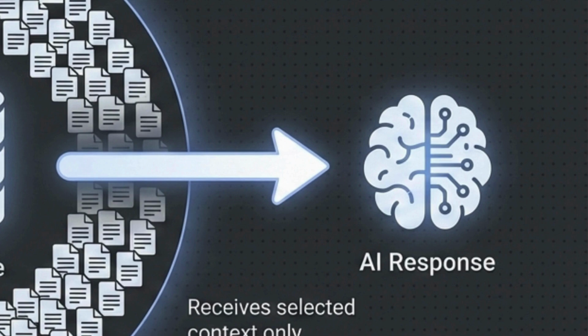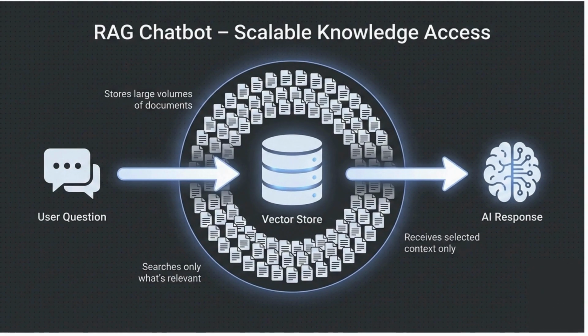A regular chatbot workflow cannot scale this way. There's no place to store large knowledge bases. There's no search stack, and there's no way to selectively retrieve information from thousands of documents. So as the amount of data grows, a regular chatbot starts to fall apart, while a RAG chatbot continues to work durably. That's why RAG chatbots are used in real-world systems.